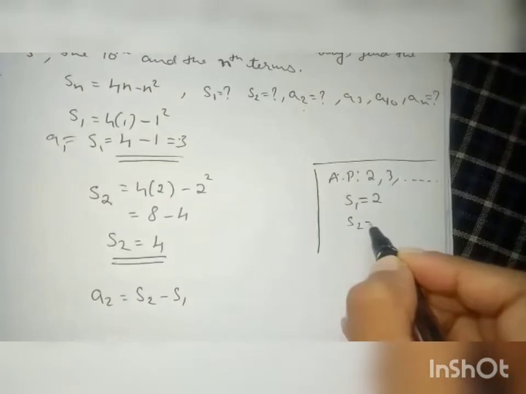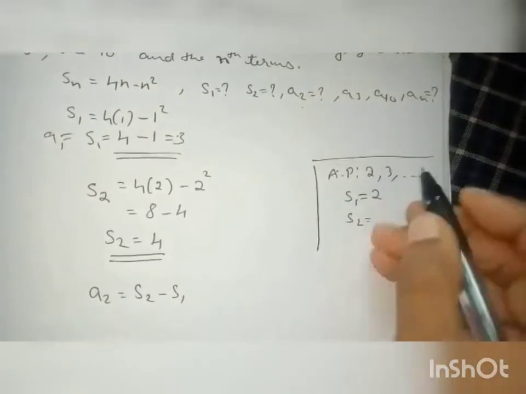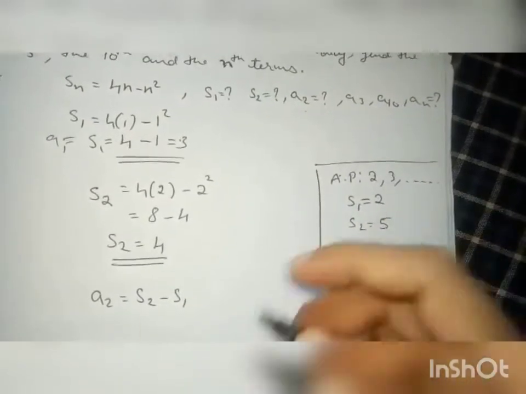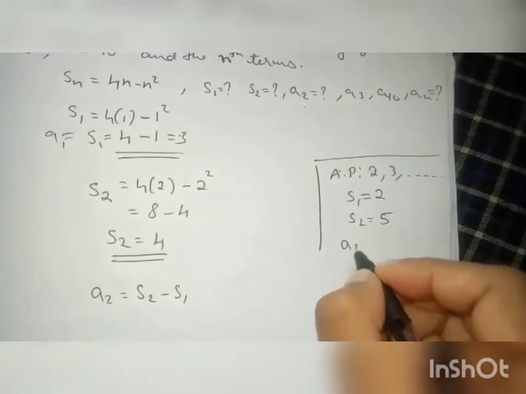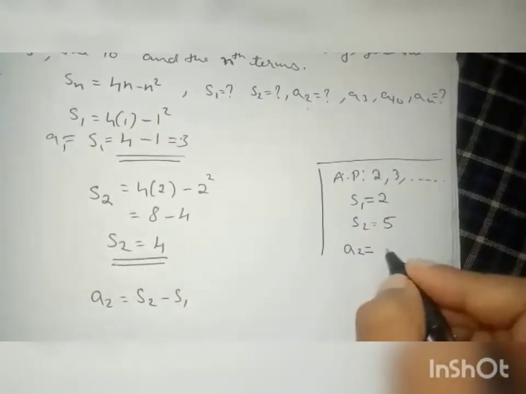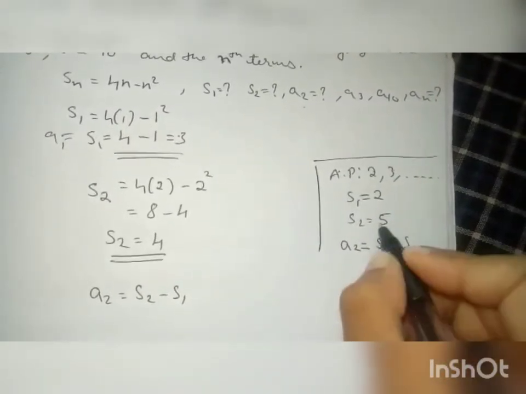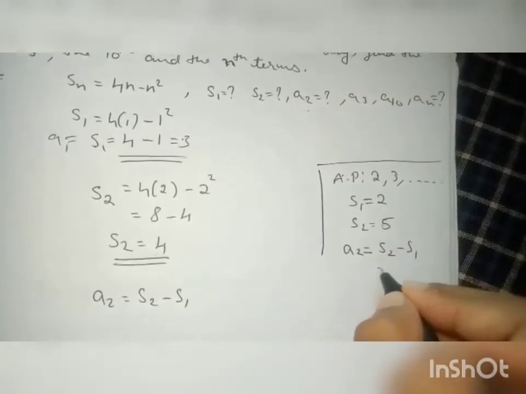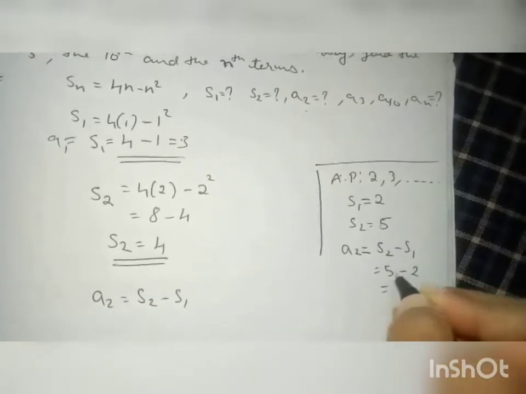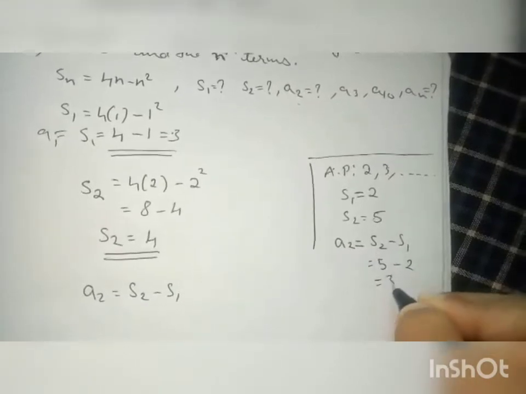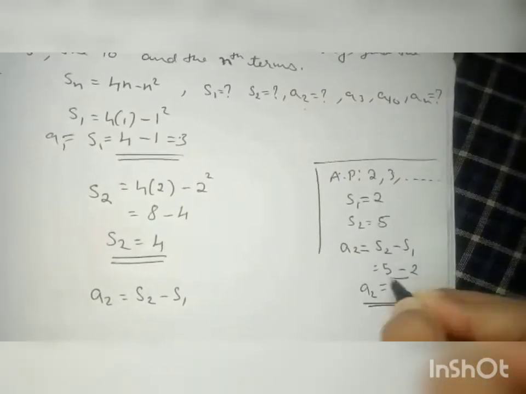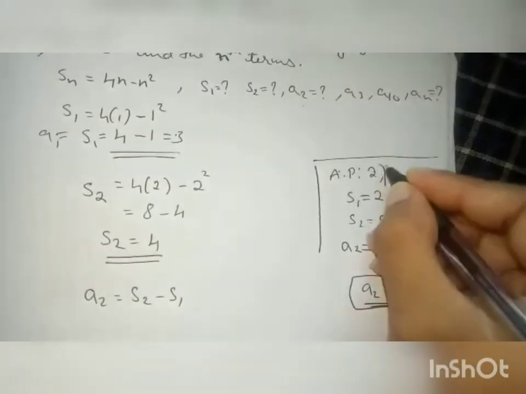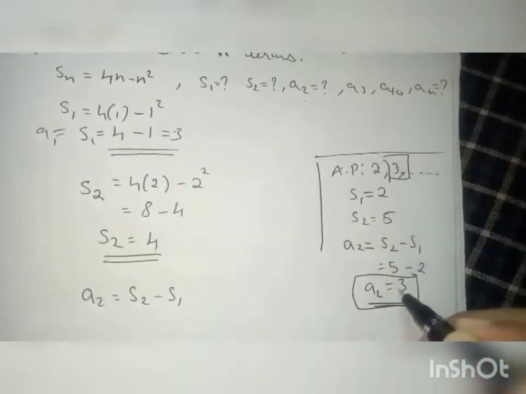Next, S2 means sum of two terms: 2 plus 3 is 5. Then I said A2. So how will you find A2? I said S2 minus S1. So S2 is 5, S1 is 2. So 5 minus 2 is 3. So A2 is equals to 3. See, you got the correct answer, right? A2 only you got. A2 is 3.